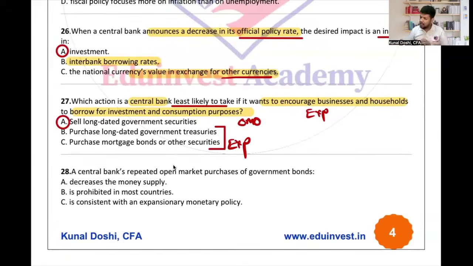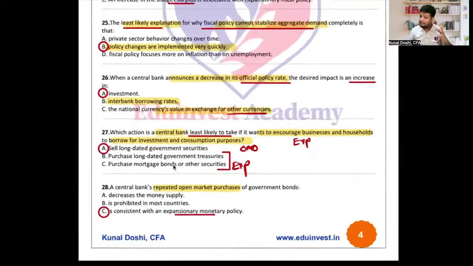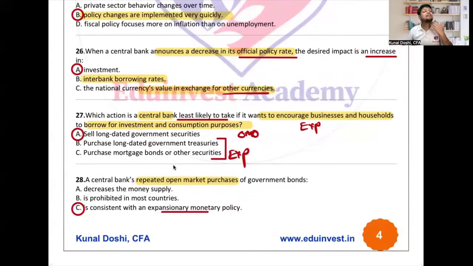Okay. A central bank's repeated OMO purchase. The central bank is buying bonds from the market. Is it expansionary or contractionary? First, tell me, before I go ahead, central bank is buying the bonds from the market. Yes, it is expansionary, right? Because when you buy the bond, you flush with more money. Decreases money supply? No, it increases. Is prohibited in most countries? No, in fact, most of the countries use OMO. Is consistent with expansionary monetary policy. Understood, everyone? Clear? Buying bonds from the market is expansionary.